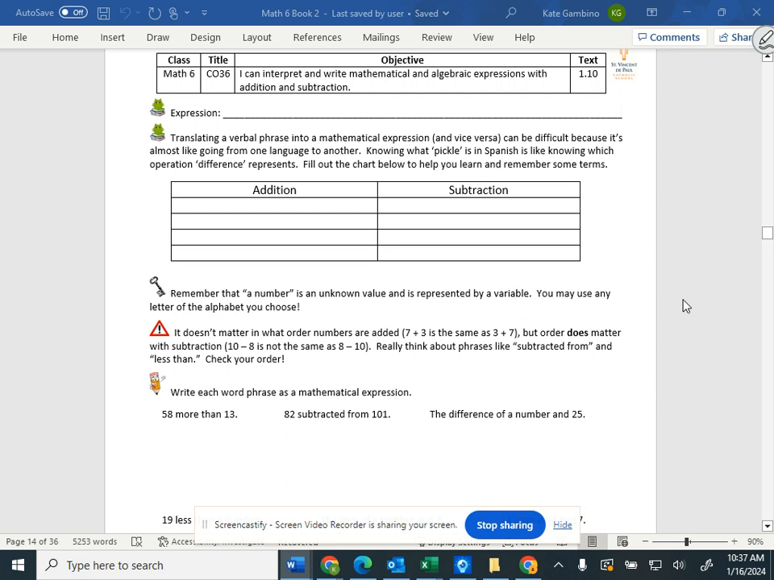An expression is just a mathematical statement. There is no equal sign. So when it's just the expression, there's no equal sign. We are not doing the math. We are writing the expression.